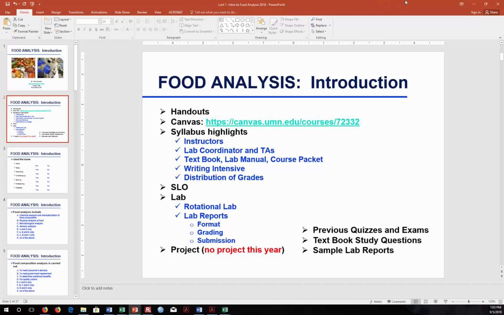Okay. We talked about student learning outcomes. Labs, I'll talk about that more during lab next week. We'll describe what I mean by rotational labs. Already showed you, talked about these.